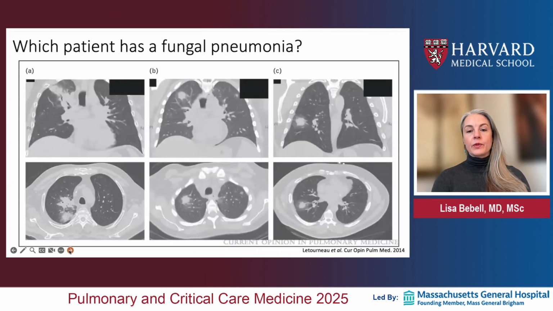As an example, I wanted to show you these images and ask you, which of these patients do you think has a fungal pneumonia? So these are CT images of 3 different patients in A, B, and C. So take a minute to look at this and think about which pathogen you think is causing this patient's pneumonia. This is an immune-compromised patient. We'll say that they're 6 months out from their transplant. So take a minute to look at this and think, is it A, B, or C who has the fungal pneumonia?